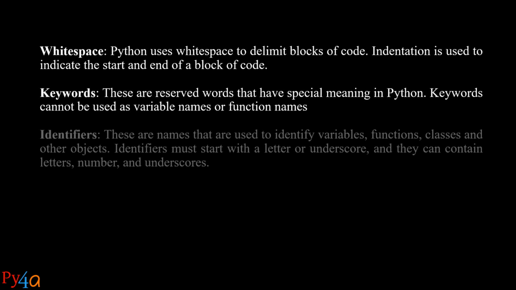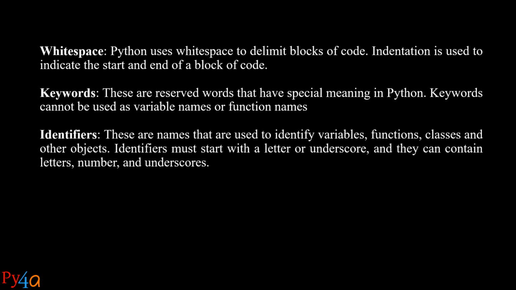The next is identifiers. These are names that are used to identify variables, functions, classes, and other objects. Identifiers must start with a letter or an underscore, and they can contain letters, numbers, and underscores. You should note that identifiers cannot start with a number.